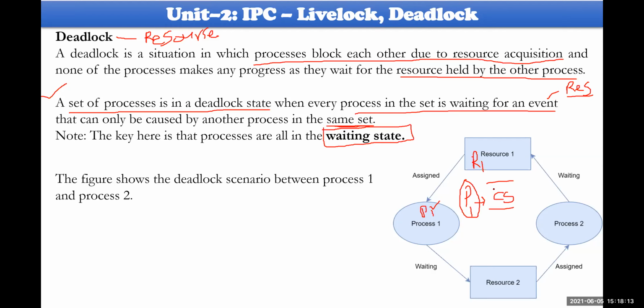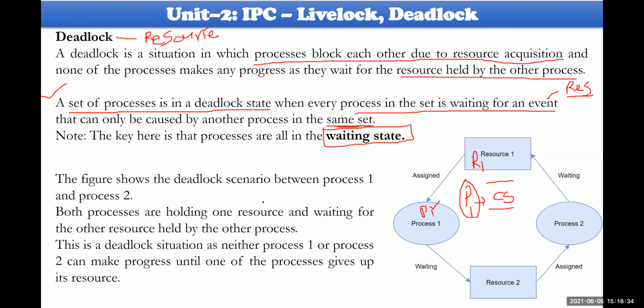From the execution point of view, it is never a deadlock. Deadlock occurs when a process is trying to acquire the required number of resources. That's what you need to remember. If you consider this particular figure, you can see this scenario: process 1 and process 2 are here, and this is the deadlock situation. This waiting for another resource is the deadlock situation here.